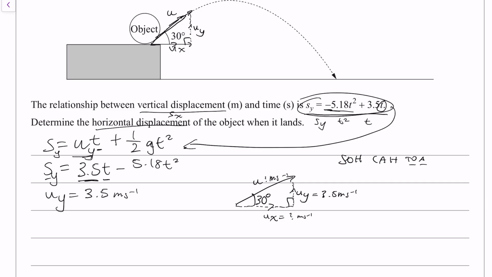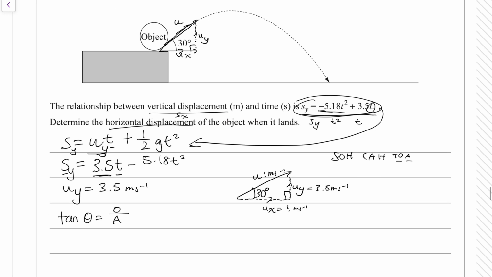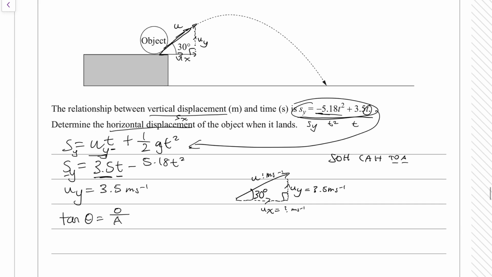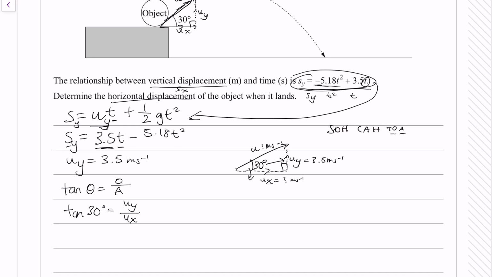Just draw your figure and draw the SOHCAHTOA and use whatever formula you need to use. So let's say tan theta equals opposite over adjacent. Okay, very simple. Now I'm just going to put in my values. So tan of 30 degrees is equal to opposite, which is my uy, over ux, which is my adjacent to the angle. Okay, adjacent to the angle and opposite to the angle. And then from there, I can rearrange to find out what I need, which is ux.